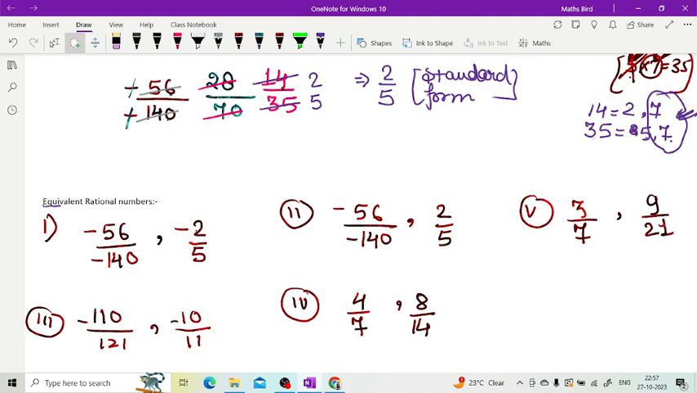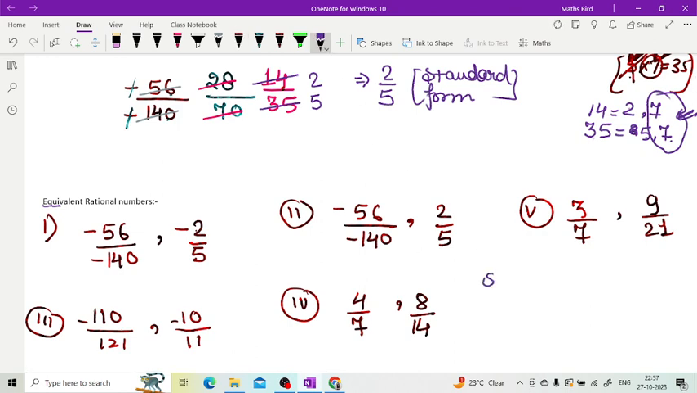There are 5 pairs of numbers, right? So how will we find out the equivalent rational numbers? Equivalent is made up of the word equal. Equal means there are 2 rational numbers, right? And we are comparing 2 rational numbers, right? How will we compare? What will be the first step?